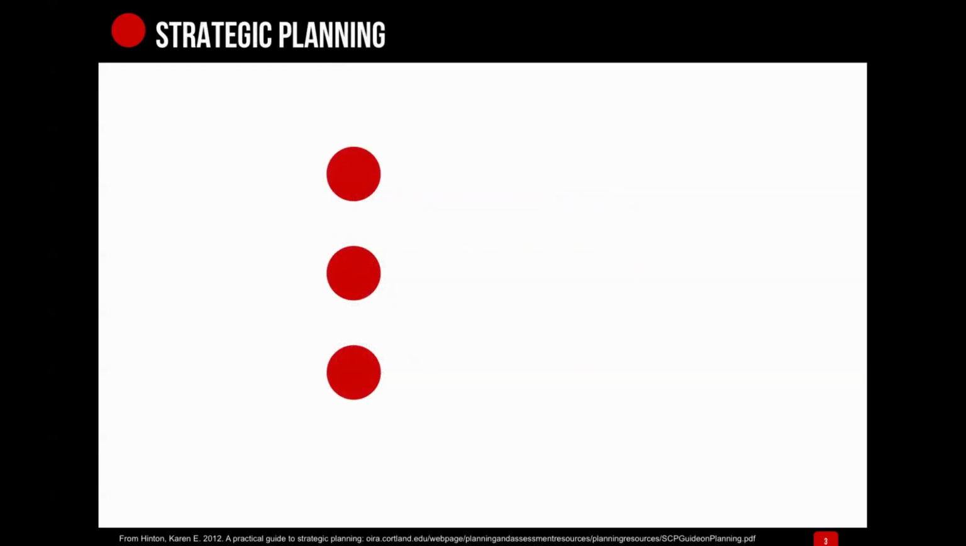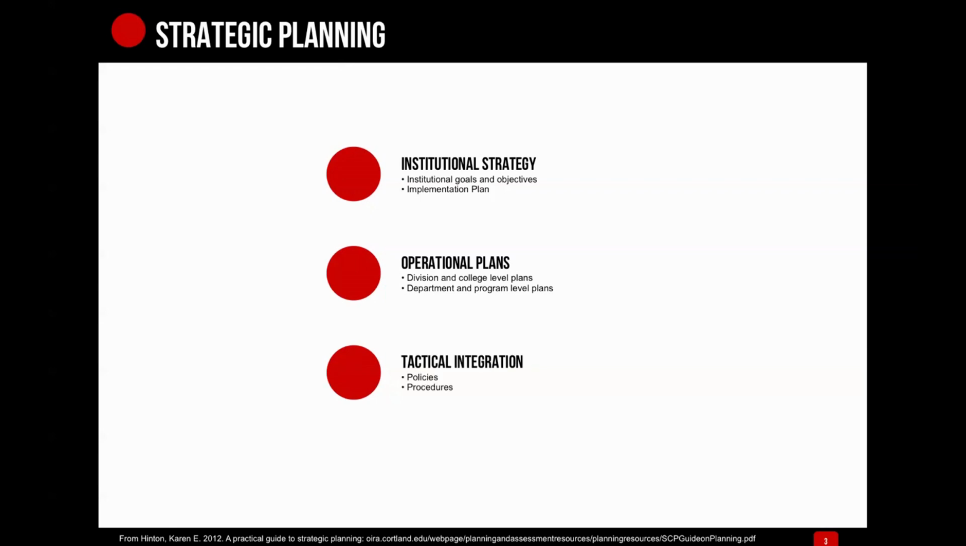As I mentioned before, we're using a model that uses inclusion, and in that model, the strategic planning process looks at three different segments. One of those is institutional strategy. Institutional strategy really looks at work done at the organizational level, so at the university level. And there are two portions to that. The first one really outlines the goals and objectives for the organization, and then the second one is the implementation plan, which outlines how we're going to get there using the resources that we have. Additionally, we have operational plans, and those are divisional, college, and departmental level plans. And then finally, we have tactical integration. Tactical integration is where the policies and procedures are eventually going to line up with the strategic planning process.